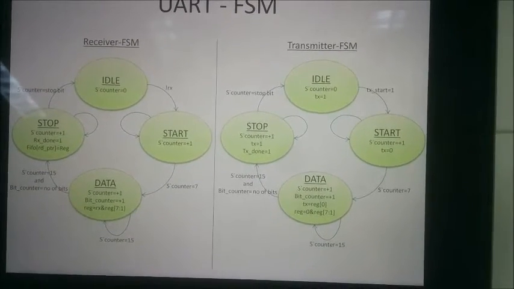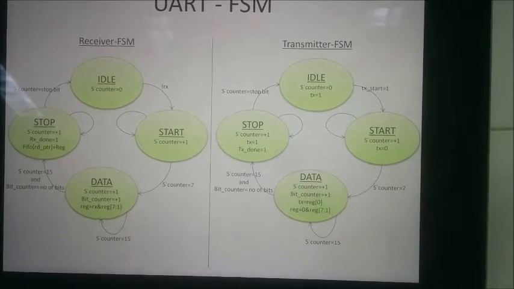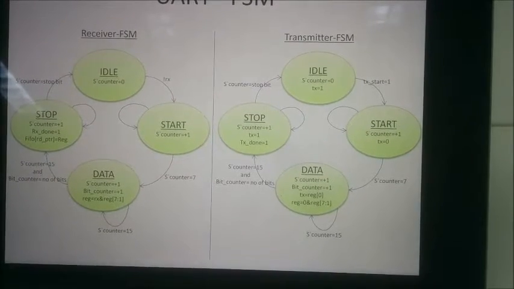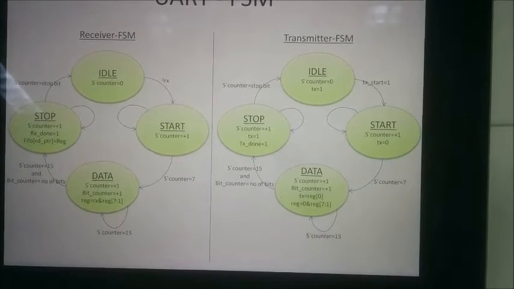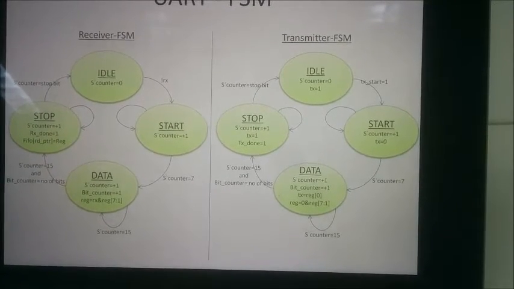In the data state, there are two counters: one counter to count the ticks and the other counter to count the number of data bits. It will count for 16 times 8 ticks. Then it goes into the stop state. In the stop state, it will count for 16 clock cycles, and then the receiving operation is done.